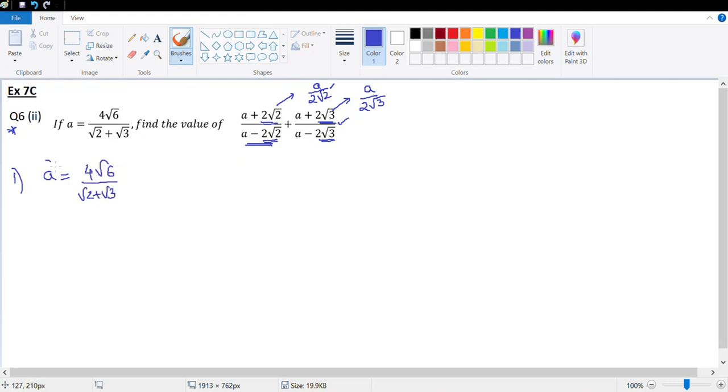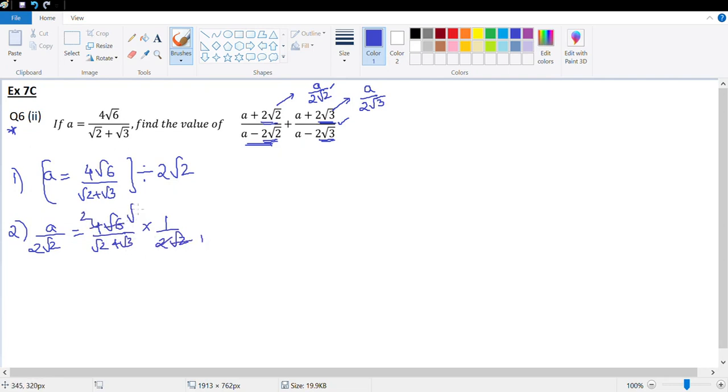Let's divide both sides by 2 root 2. When I divide both sides by 2 root 2, I get A upon 2 root 2 is equal to 4 root 6 upon root 2 plus root 3 upon 2 root 2. 2 and root 2 multiplied with root 3. So what we get is A upon 2 root 2 is equal to 2 root 3 upon root 2 plus root 3. Now that we've got this, let's apply componendo and dividendo.